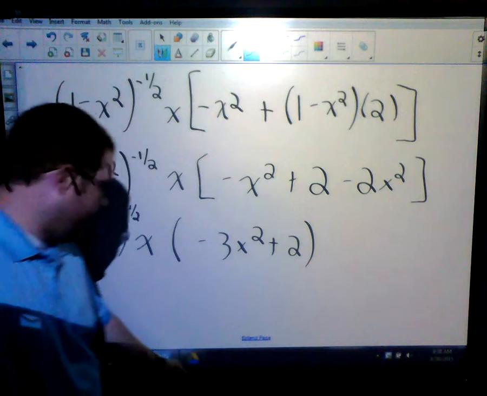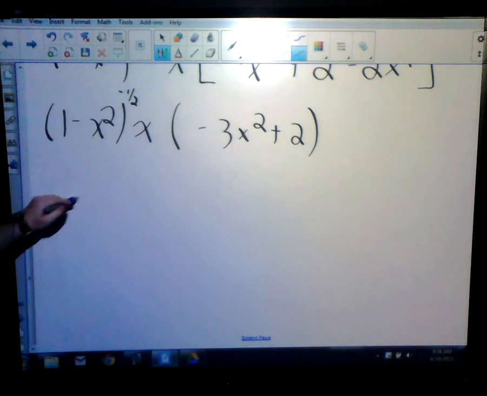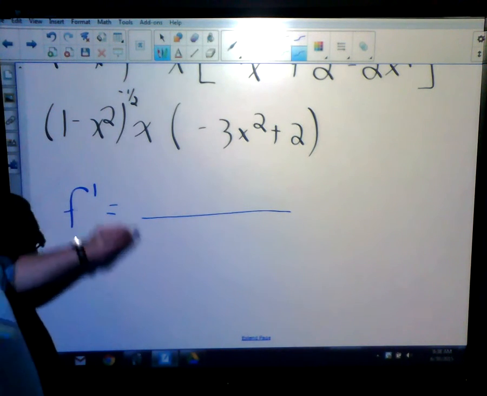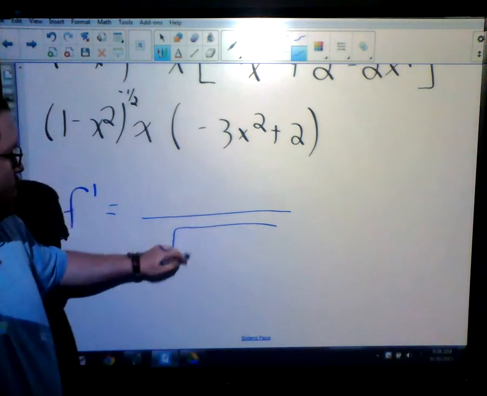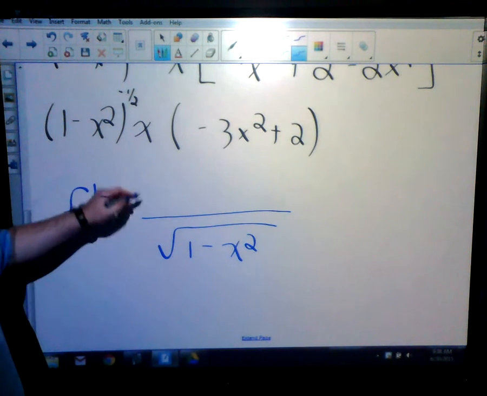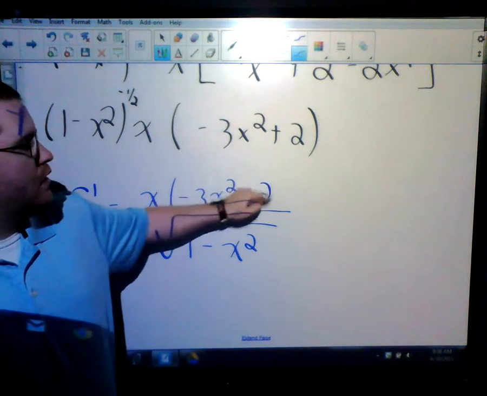Now clean up your final answer. F prime equals... Anything that's a negative power goes on bottom. 1/2 is a square root, 1 minus x squared. What's still left on top? It's x times negative 3x squared plus 2.